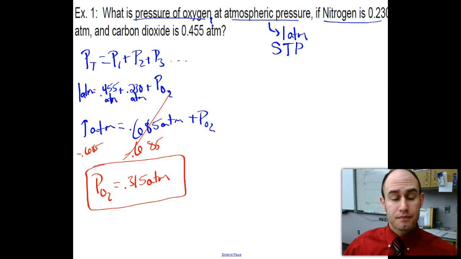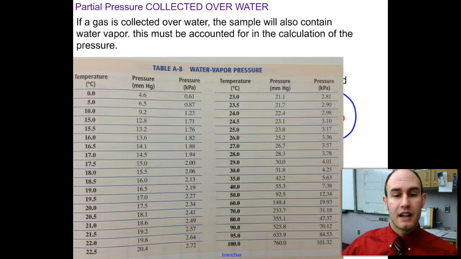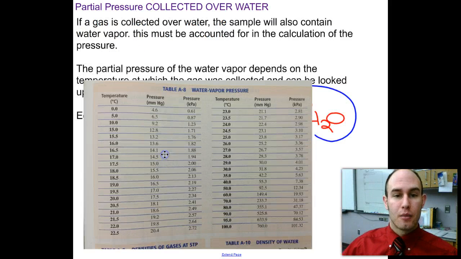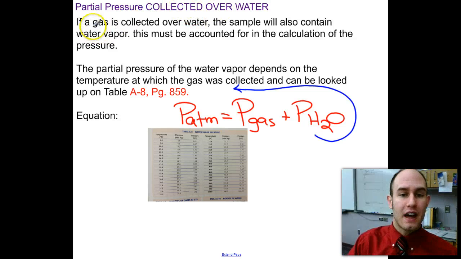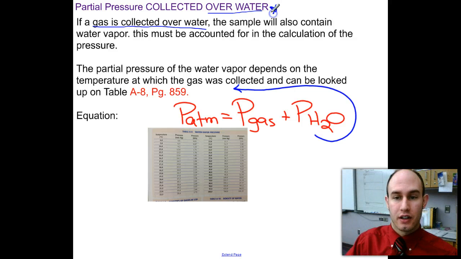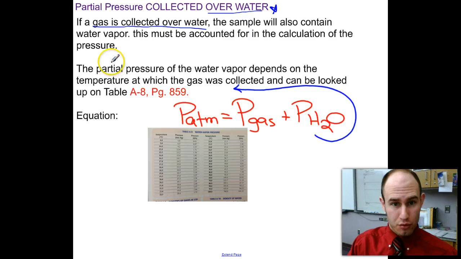Now, another version, I guess you could call it, of Dalton's law is taking a look at the partial pressure of a gas collected over water. The important thing to note here is that the gas has to be collected over water. That's the key factor. It's also going to contain some water vapor, H2O gas. This must be accounted for in the calculation of the partial pressures.